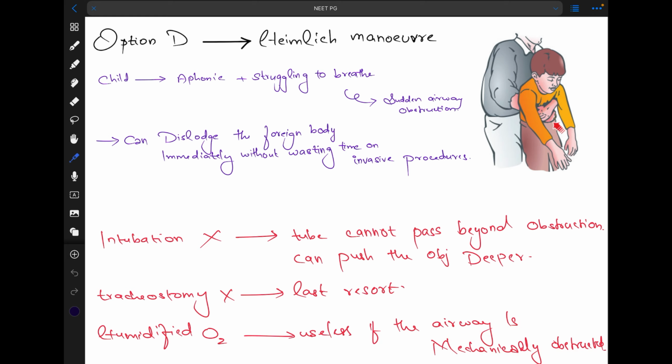So Heimlich maneuver, you already know the procedure. This is the Heimlich maneuver procedure: upthrusting of the abdomen just above the umbilicus, an inward and upward motion, is performed so that the foreign body can come out.